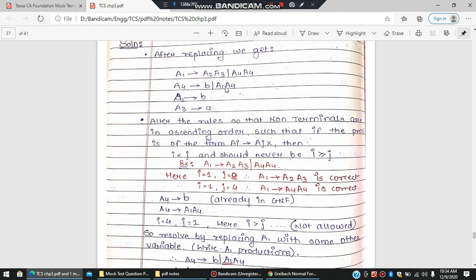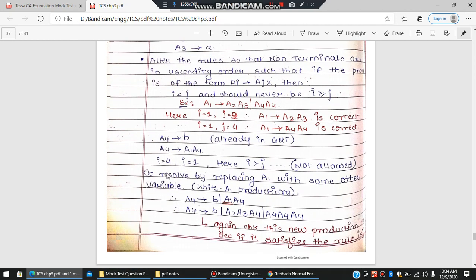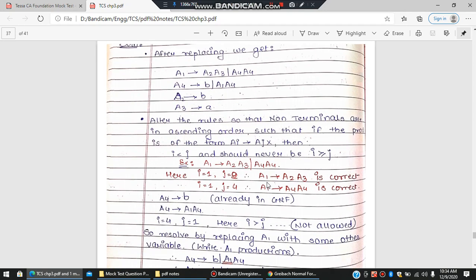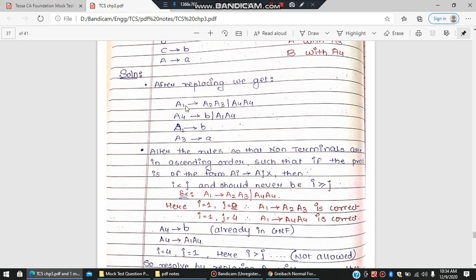Next, A4 gives A1 A4. Now if you see this production, the value of i is 4 and the value of j is 1. We always check the first symbol, not the second symbol. So here i is greater than j, which is not allowed. So what will we do? Instead of A1, we will replace it with some other variables. Now what will those other variables be?